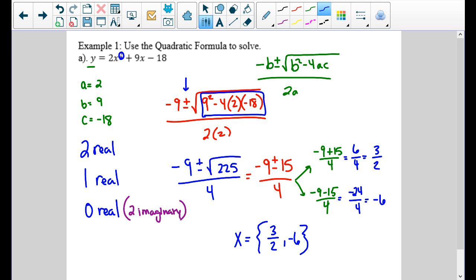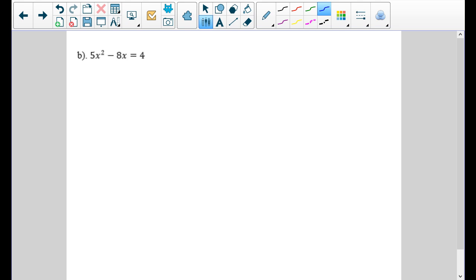All right, let's try another one together here. So biggest thing in this one, again, make sure it's set equal to 0 or set equal to y. This is not. I have a 4 here, so I need to get rid of it. So we're going to subtract 4 on both sides.